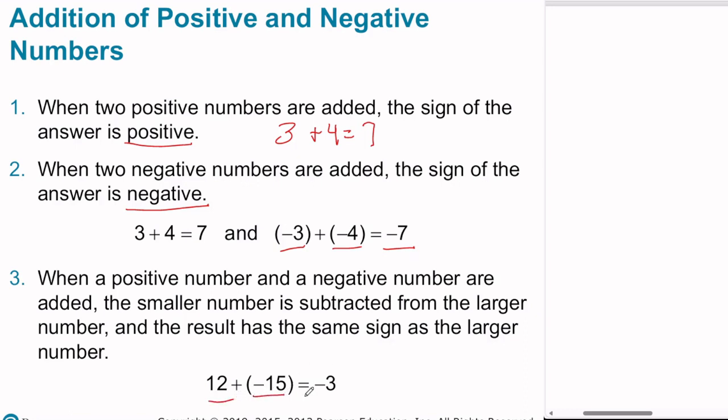12 plus negative 15 is negative 3. We subtract 12 from 15 because the absolute value of 15 is larger. The magnitude of 15 is larger, and since the 15 was negative, the answer carries a negative sign.